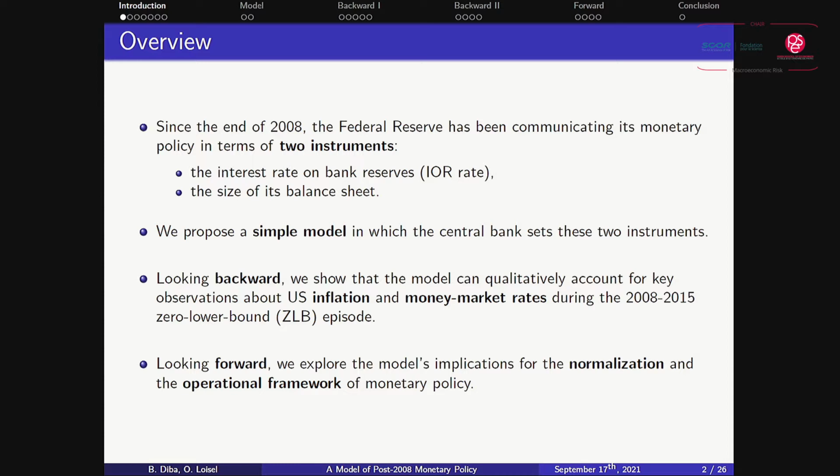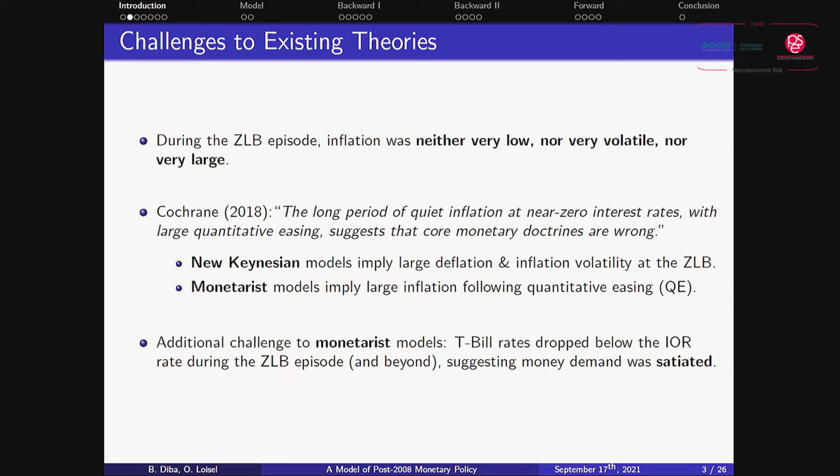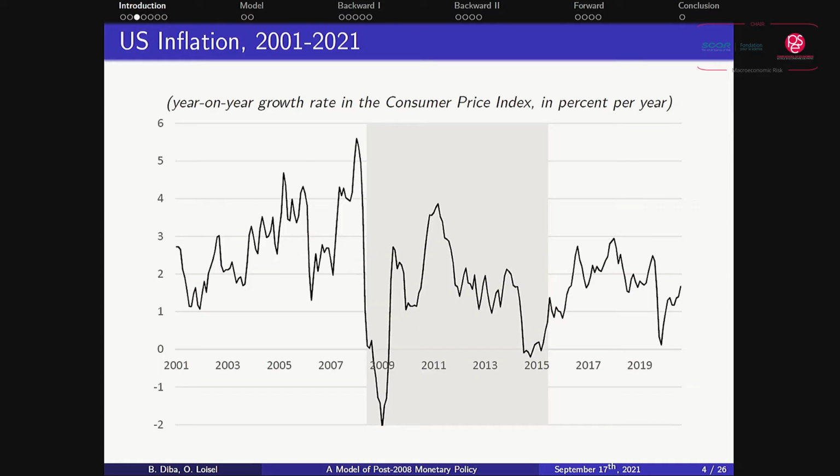Now, about these key observations I was talking about, during the ZLB episode, inflation happened to be neither very low, nor very volatile, nor very large. And here is a graph that illustrates this stylized fact. You have inflation in the US over the course of 20 years, and the gray area corresponds to the ZLB episode I was talking about. As you can see, inflation was not particularly high compared to before or after, or low or volatile during the ZLB episode.